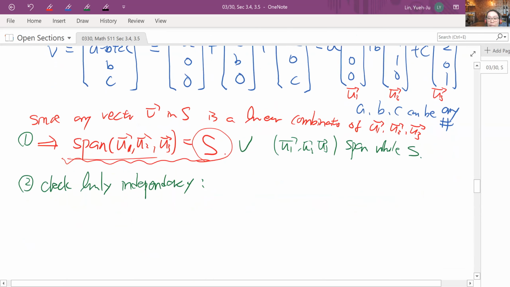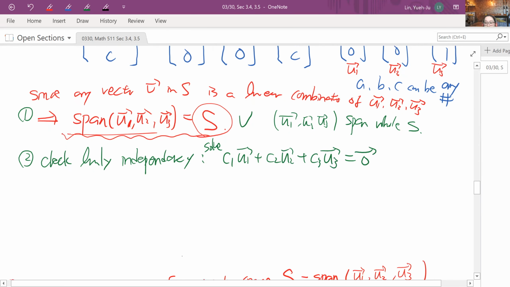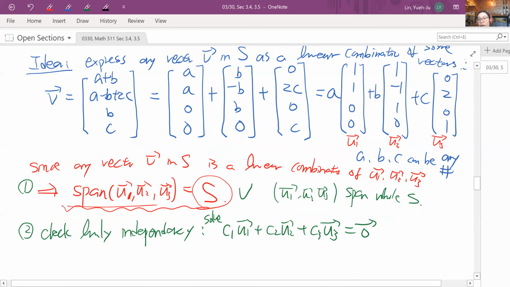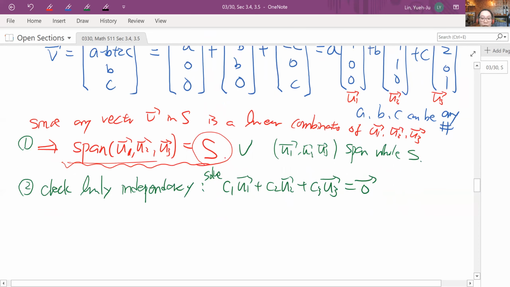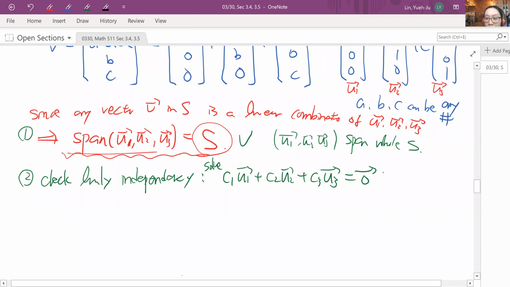So now check linear independency. We want to solve C1 U1 plus C2 U2 plus C3 U3 equals 0. This goes back to 3.3, right? So now let's solve it. Unfortunately, you see that U1, U2, U3 have 4 coordinates. They're vectors in R4, but you only have 3 of them. So if you want to solve it, it's going to become some homogeneous system.